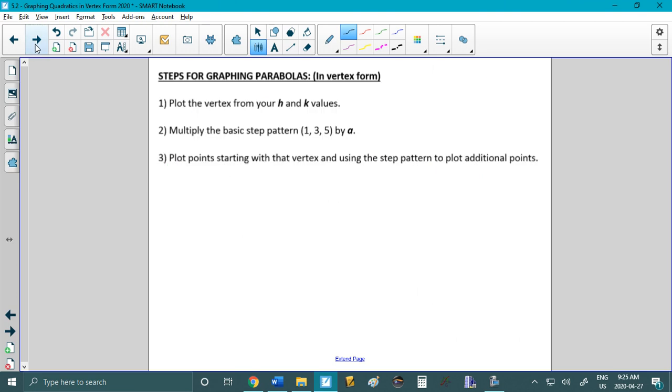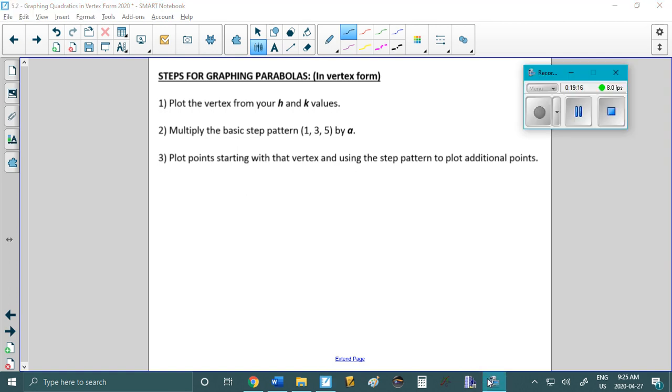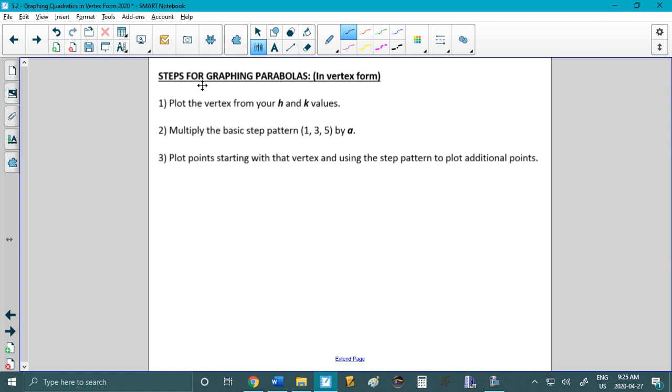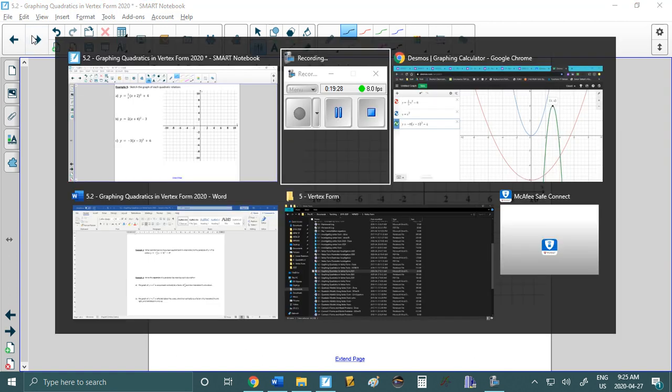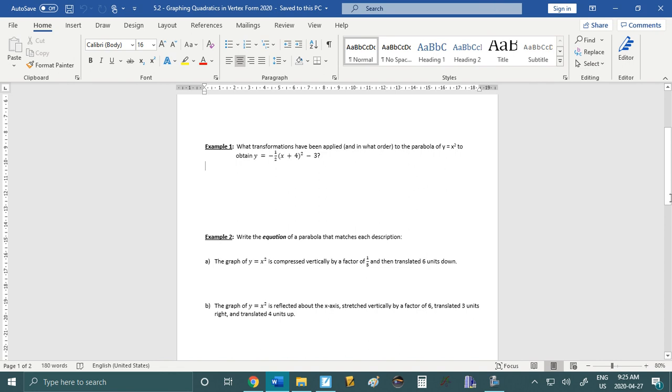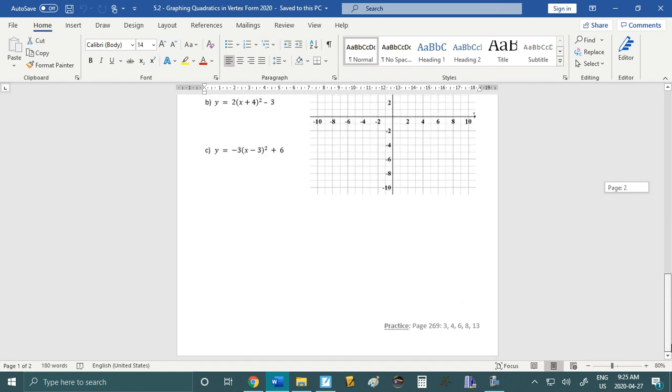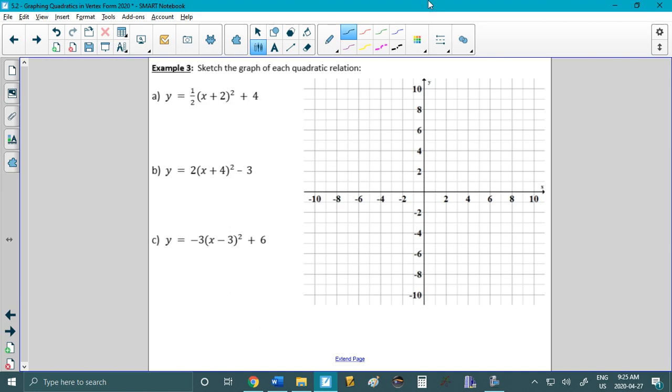All right. I'm almost done. Here are the steps for graphing. I did this in the opening question, and then I did it again, so you probably already know how to do it. I'm almost 20 minutes in, and I want to keep these as quick as I can. So step 1, plot the vertex. Step 2, multiply the step pattern. Step 3, plot the points. Here we go. 3 examples, and if I'm not mistaken, that's it, and then you have some homework. Remember, help session Thursday, 1 o'clock.